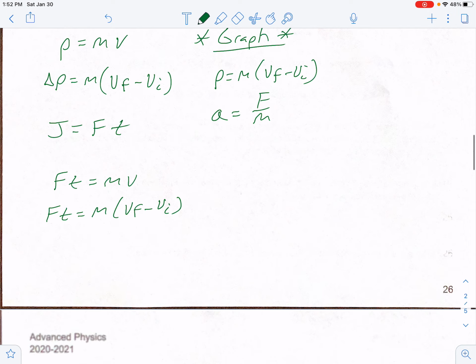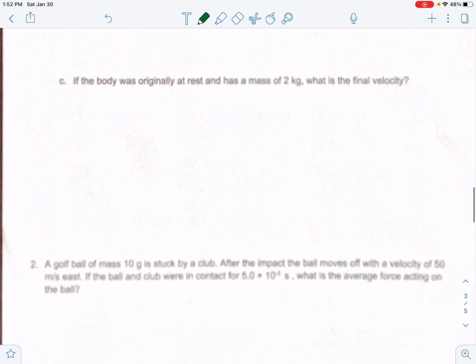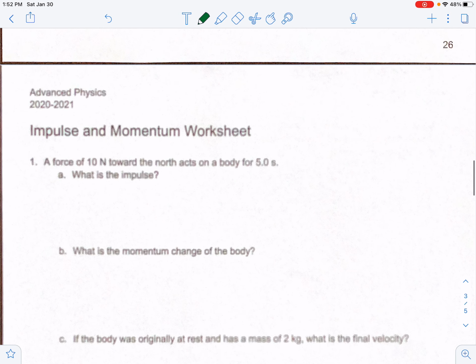So let's do some practice first, just getting into the basic stuff. I don't know why this page 10 came out blurry, so just bear with me on this. Page 10 in your packet, the impulse and momentum worksheet. We're going to start off nice and simple. And I like to underline and label things as I go.